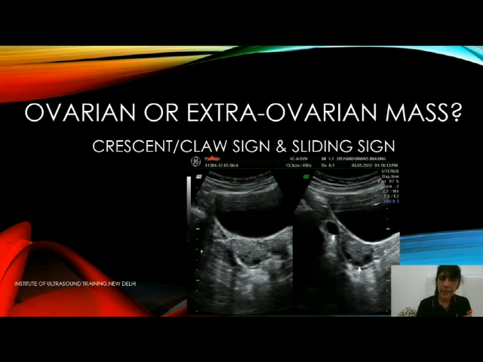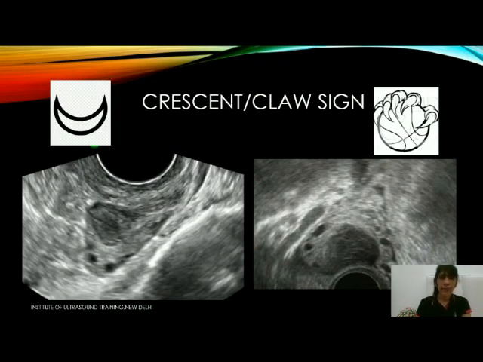What are these signs? Just look at the pictures here. This is just to show you, I have put these pictures. This is what you call the crescent. Crescent means half moon, and this is claw. Now, we all know what a claw is.